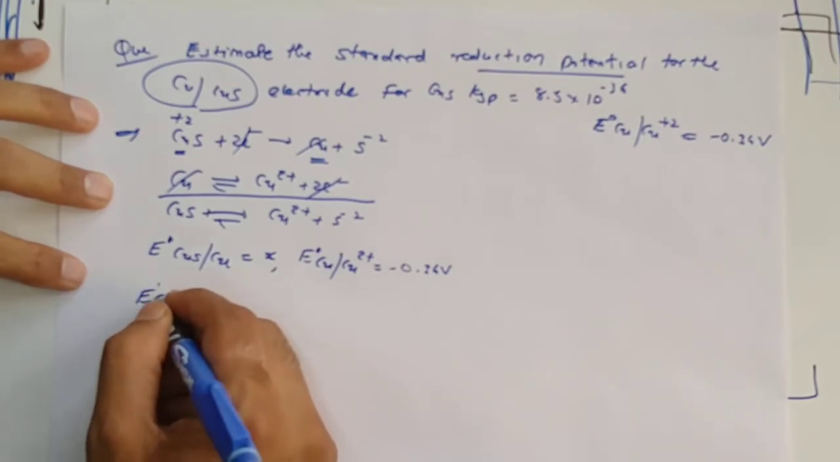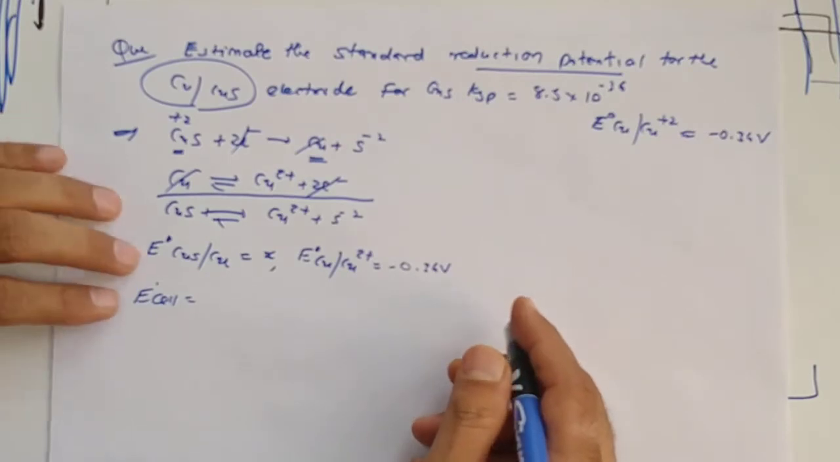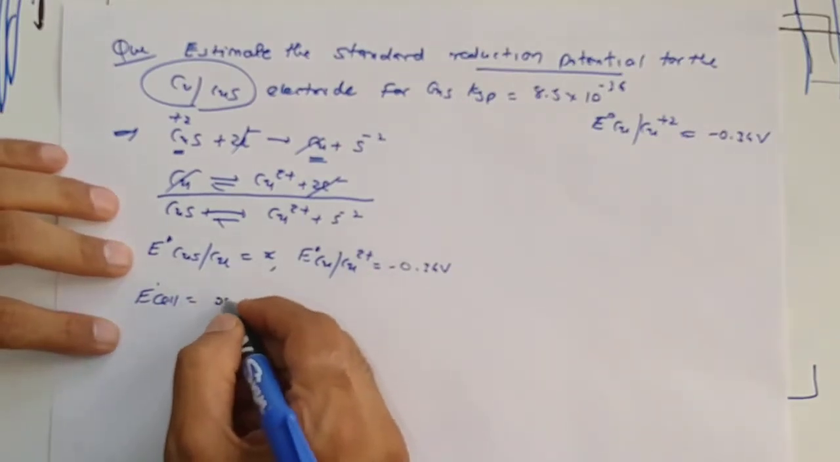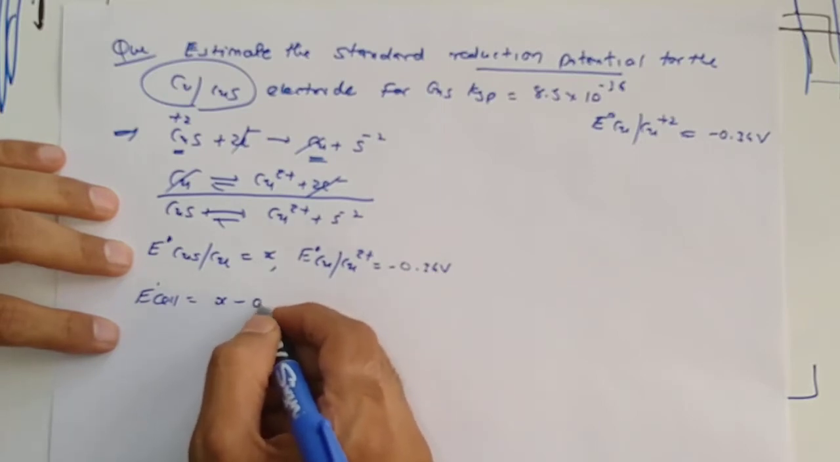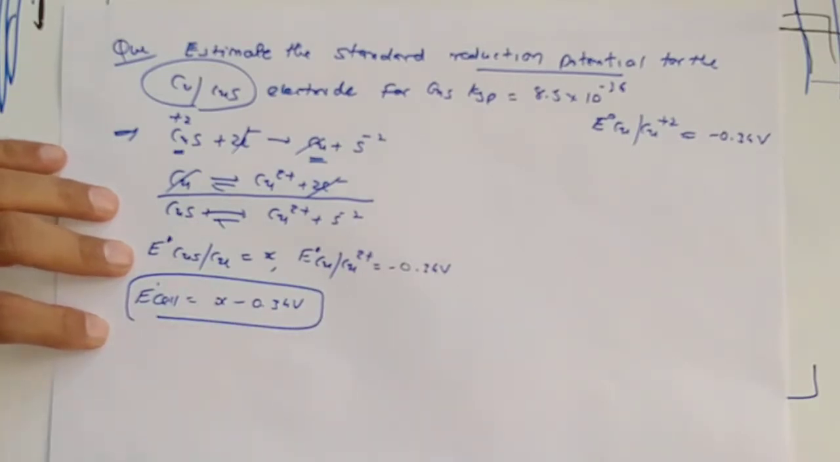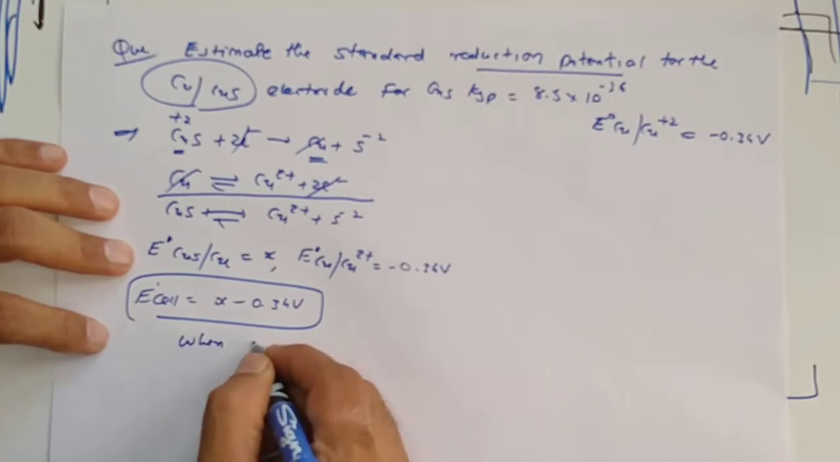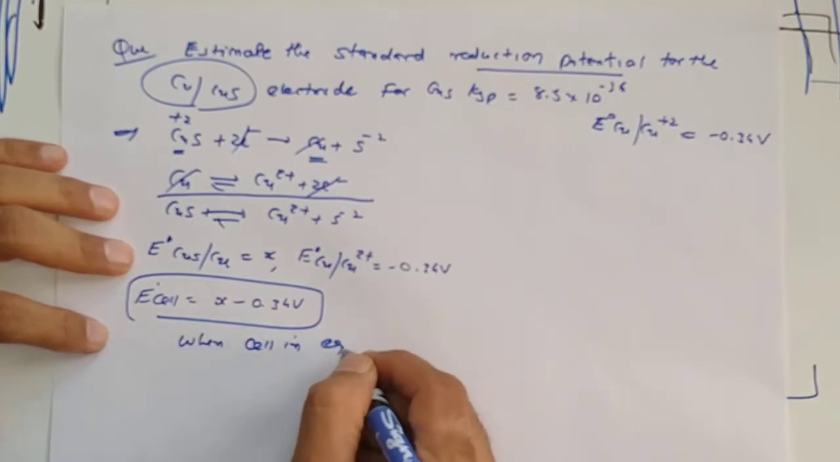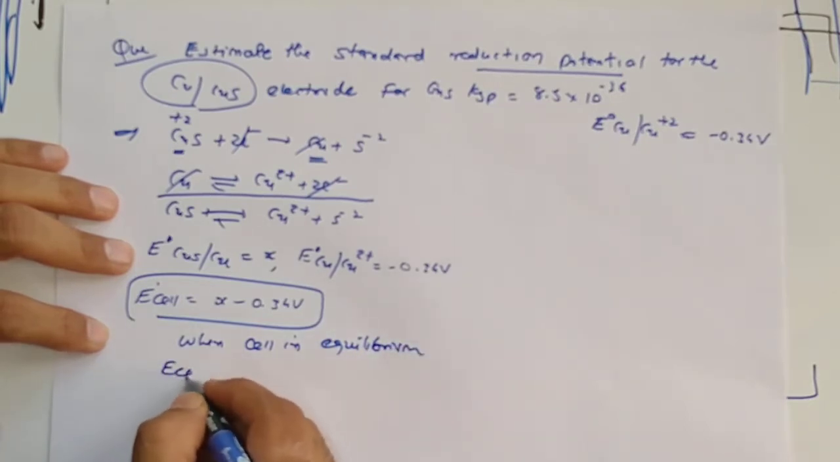So E degree cell means reduction potential of cathode minus reduction potential of anode. Here it is x, and here it will be minus 0.34. So when the cell is in equilibrium, E cell will be 0.